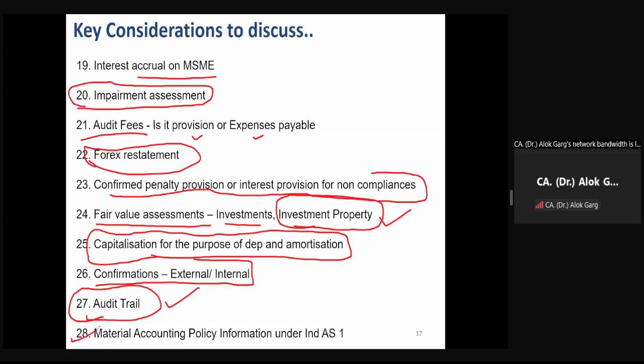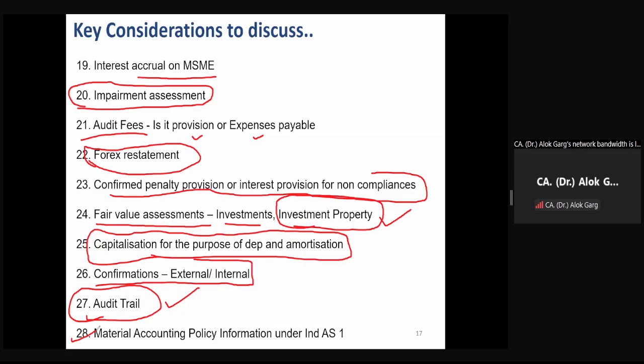Friends, if the company is following Ind AS, in our notes to accounts, we are writing significant accounting policies, right? But in Ind AS, from the last year, Ind AS 8 was revised, Ind AS 1 was revised. Now it says that instead of significant accounting policy, it has to be material accounting policy.